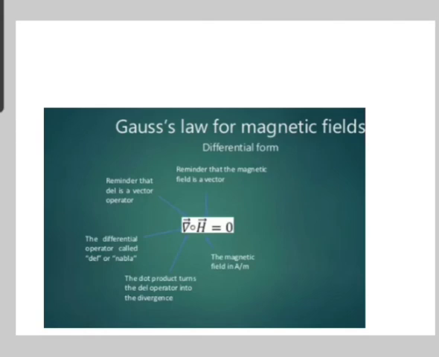Gauss's law for the magnetic field. So here is the explanation for this. Del represents the differential operator, dot represents the dot product, that is the divergence, then H is the magnetic field, and bar represents that it is a vector quantity. Also the bar for the del is also a vector quantity.